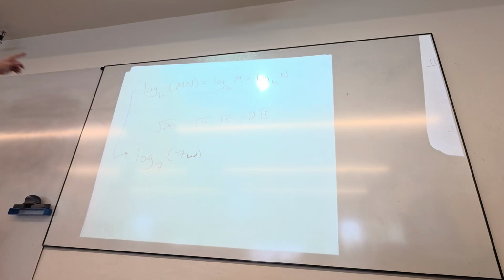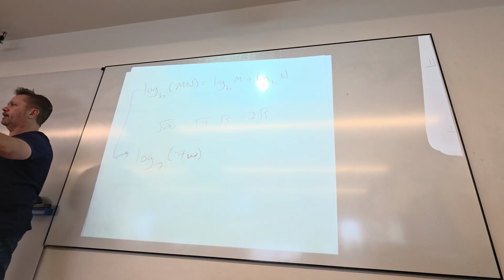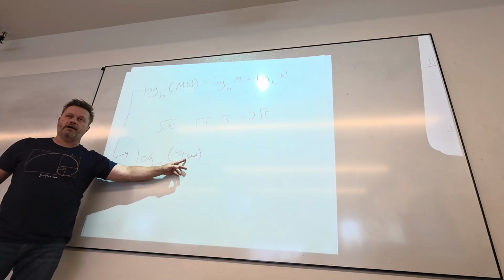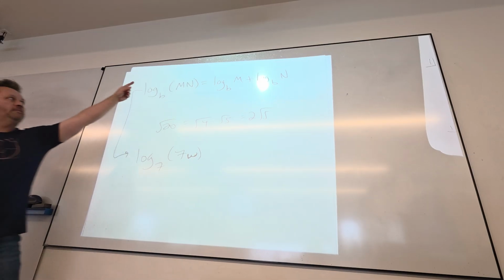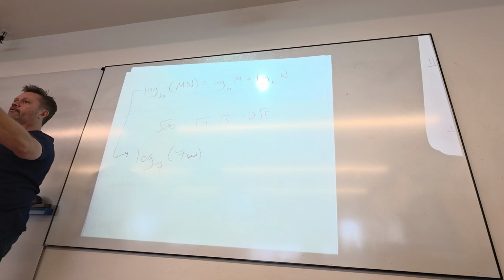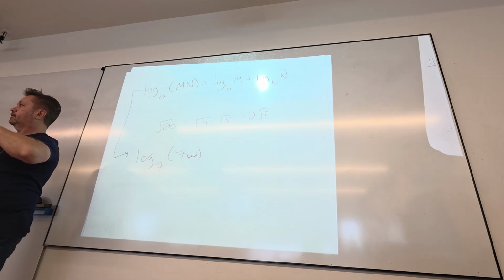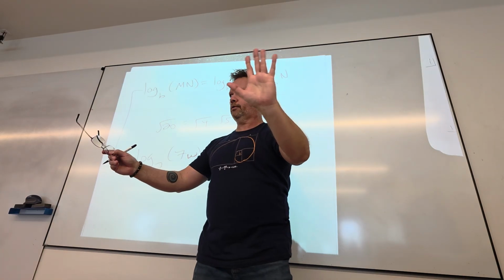Because what's the rule say? What can I do? Do I have the product inside of a log? The product of two things inside of a log? Yeah. What's multiplying in here? 7 and W. So do I have a product? M is 7, N is W. Yes? So what can I do? The log of a product is the sum of the logs. You can break it up. That's just how logs work.